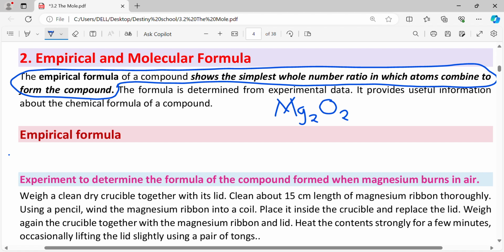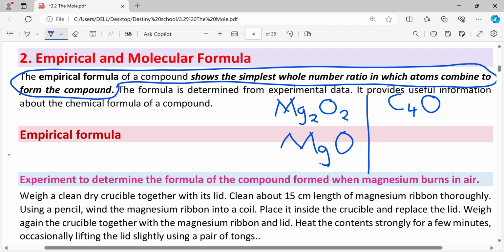Now you don't leave it at that point, so you divide both sides by 2, then you're going to get 1, then you ignore the 1, then finally you now have your MgO. So now the MgO is what we consider to be magnesium oxide. So what have we just done? We have simplified it.